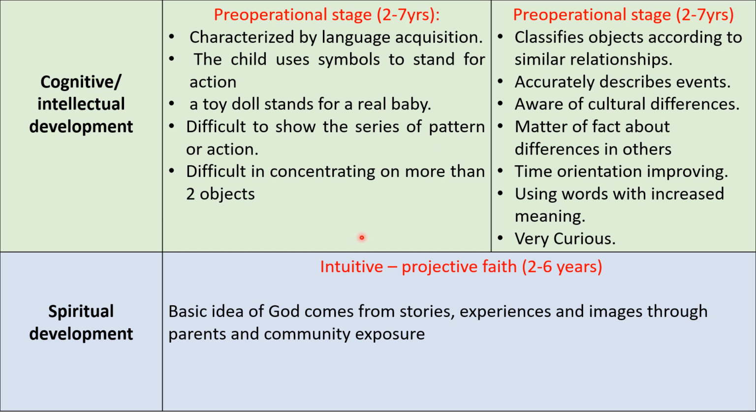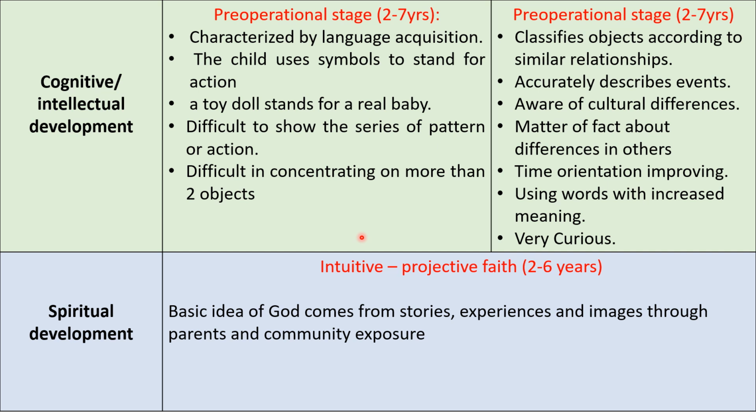And as the child ages from 5 to 7 years, according to similarity, they will be able to classify the objects. So if you are telling, take the objects with round shape, they will be taking the objects. So they will be able to classify the things. Accurately describes the events from 5 to 6 years. They are able to tell how the events happened.